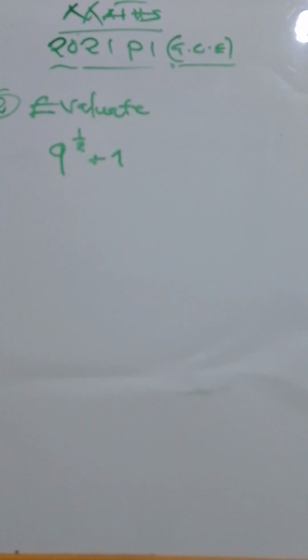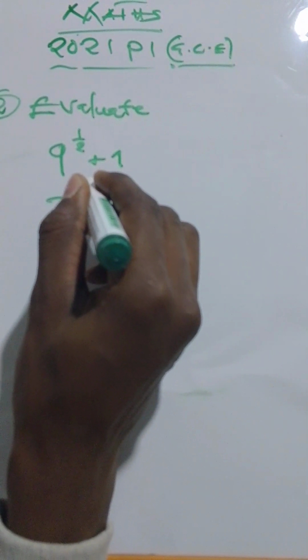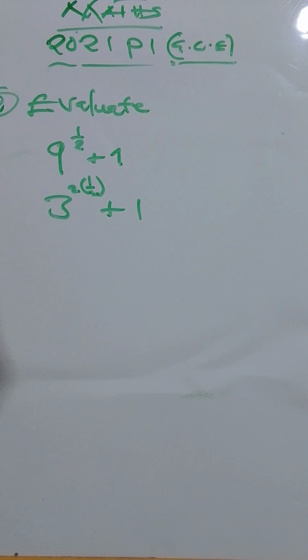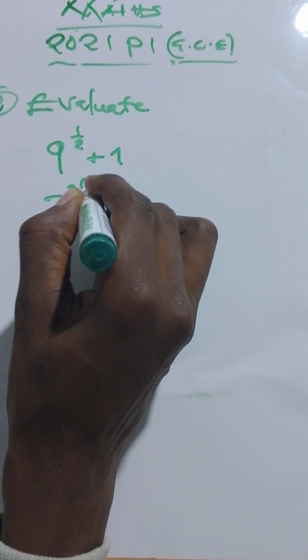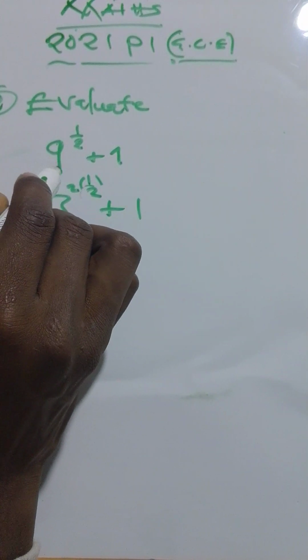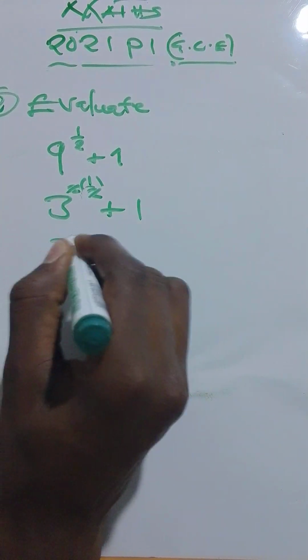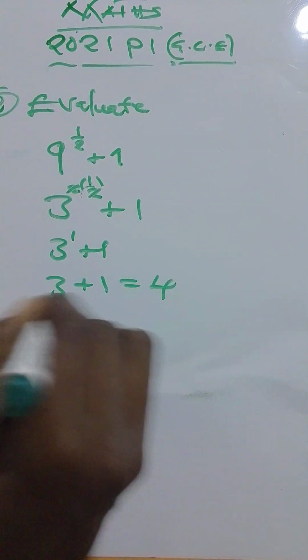So the next question, we have evaluate. To evaluate this one, we're going to say 3 to the power 2 and 1 over 2, which is here, and plus 1. So what I have done is that I've made the difference of two squares. So this 2, which is here, is helping us to say which number can you multiply 2 times to get 3. So this and this will go, 3 to the power 1 plus 1. So 3 plus 1, which is equal to 4.